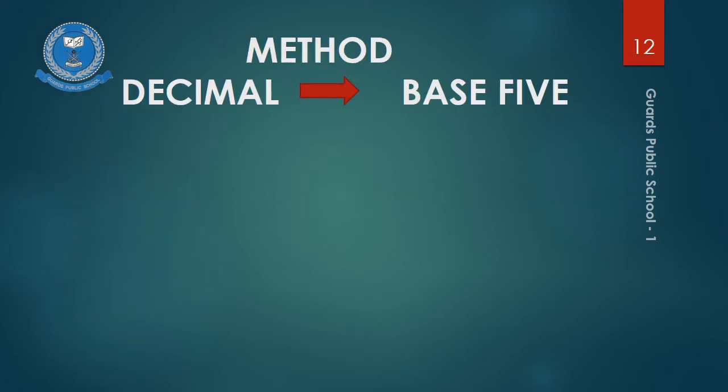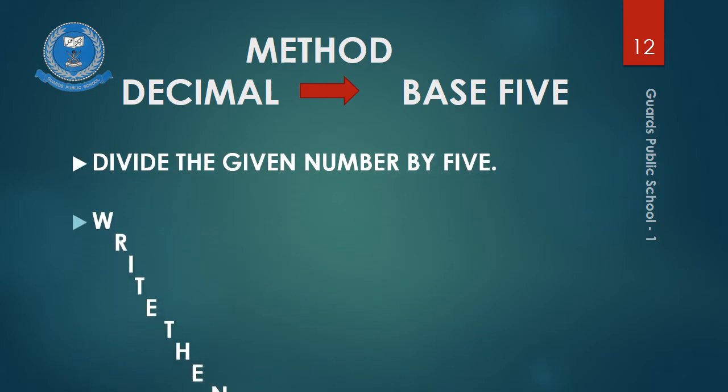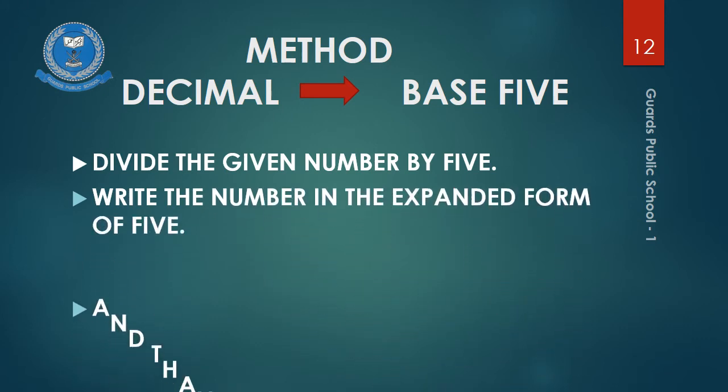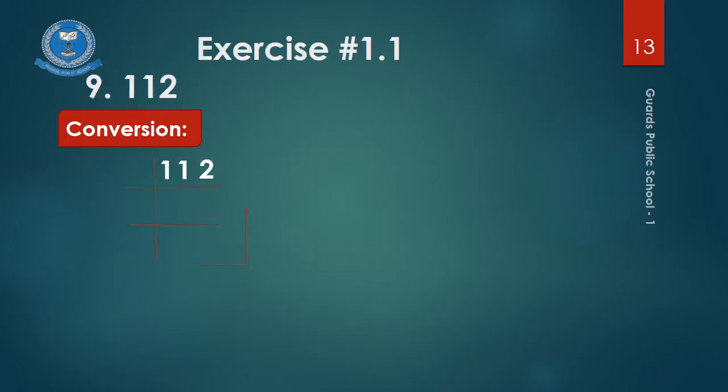Now the method to convert a decimal number into base 5 number. Divide the given number by 5. Write the number in the expanded form of 5 and then write the answer. Question number 9, 112. Again, it is decimal number and we are going to convert this number into base 5. I have told you the method now.